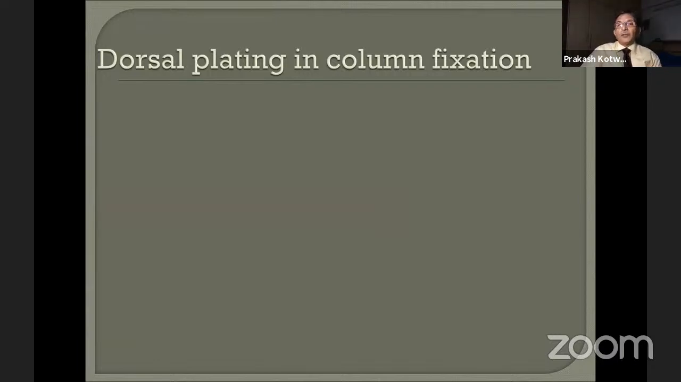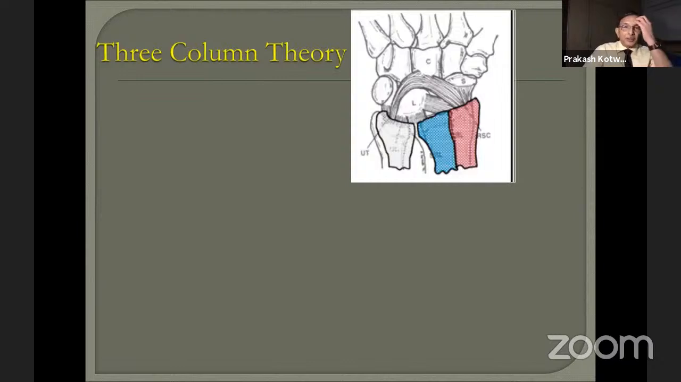Another indication for dorsal plating is column fixation. And this has been talked about, and I often say that if more than 2 persons are speaking on the same topic, then there is bound to be repetition. So maybe the viewers are requested to bear with that repetition, or else sometimes I also say that kind of repetition is important, and therefore to drive a point home, sometimes this kind of repetition comes.